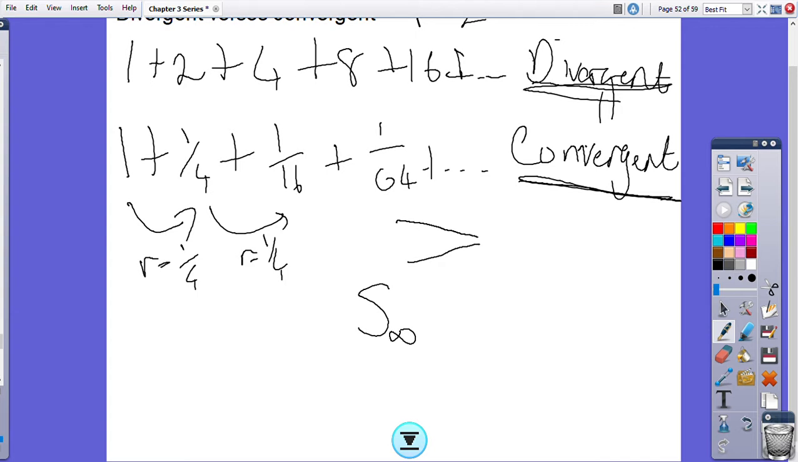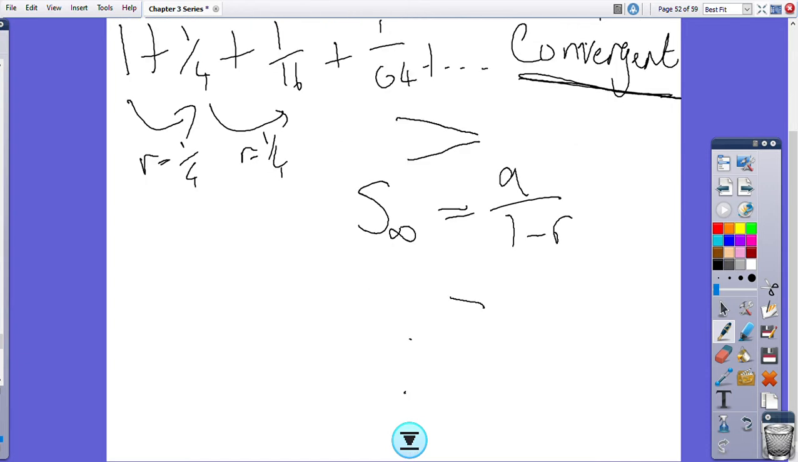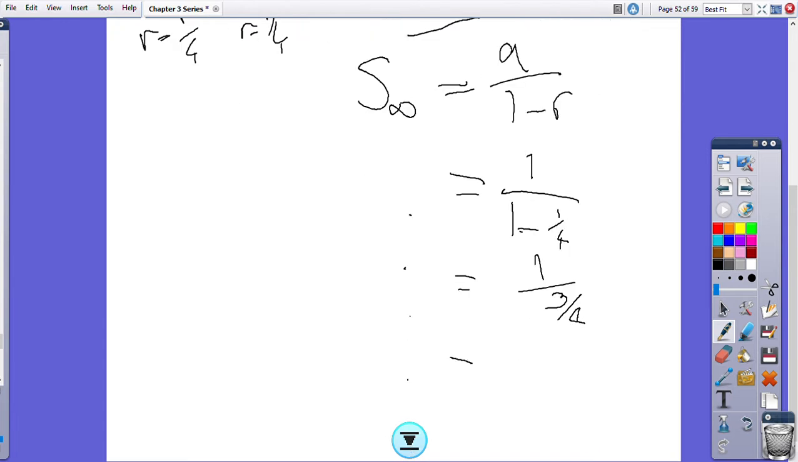On this occasion, if sum to infinity is a over 1 minus r, then here a was equal to 1 and r was equal to a quarter. So you've got 1 over 1 minus a quarter, which is 1 over 3 quarters, which is 4 over 3.